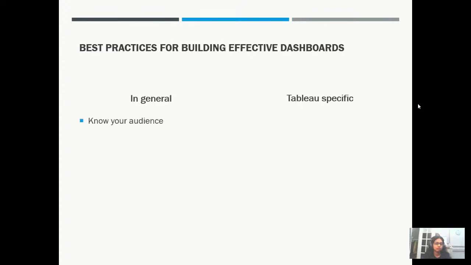So yeah, best practices: know your audience when you build. Limit the number of views and colors. Do not clutter. Again, add interactivity to encourage exploration. When you add interaction to your chart, let's say the user clicks on a particular portion, and then the remaining part changes. So they themselves discover the patterns.